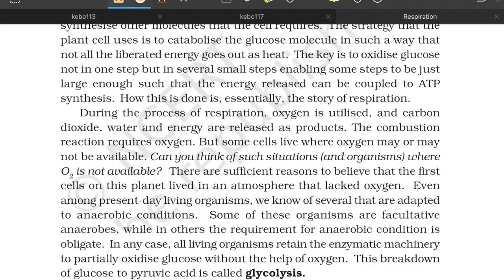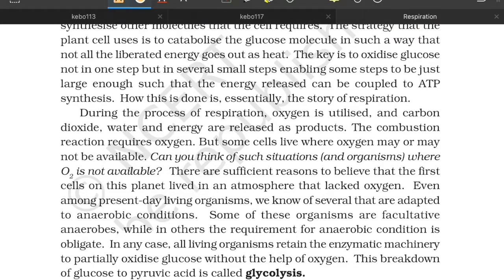During the process of respiration, oxygen is utilized, and carbon dioxide, water and energy are released as products. The combustion requires oxygen, but some cells live where oxygen may or may not be available. So what happens to those organisms where oxygen is not available? We'll see about that. Anaerobic respiration. There are sufficient reasons to believe that the first cells on the planet lacked oxygen, we'll see about this in evolution next year.